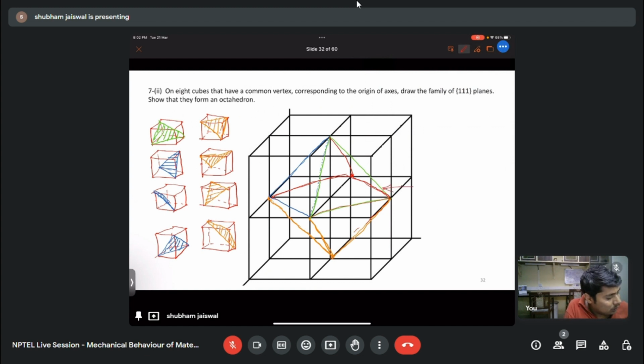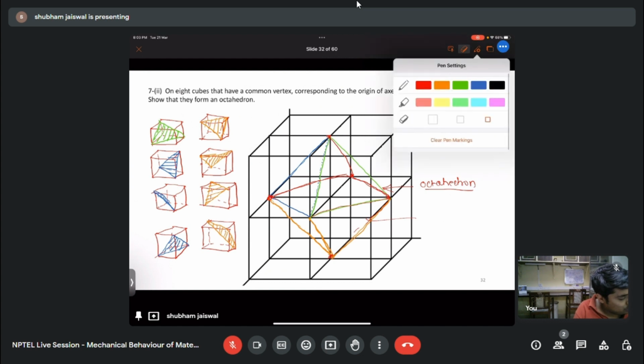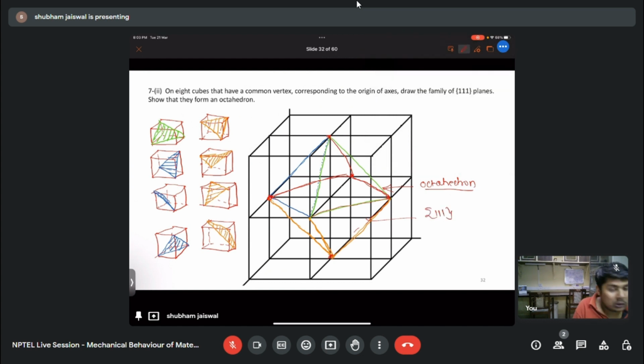So in this way we have proved this question: that they have the 8 cubes and the common vertex, and we have drawn the family of {111} planes. So this way we have answered the last question of our today's session.